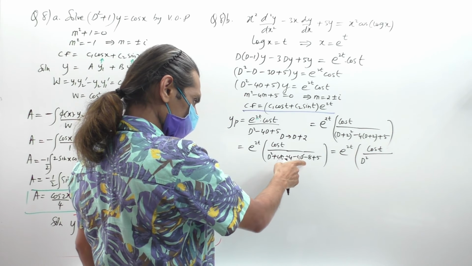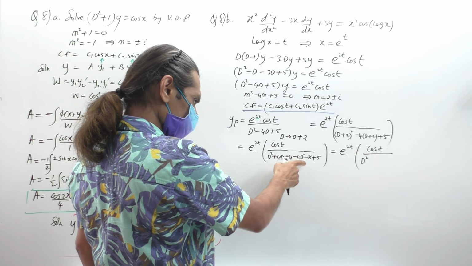Now what type is this? When I replace d by d plus 2, this 2, the work is done. Inside, this is type 2, sin or cos. So what to do for type 2? Replace d square by minus a square. Now a is this one here, 1. Getting it? So here we replace d square by minus 1.